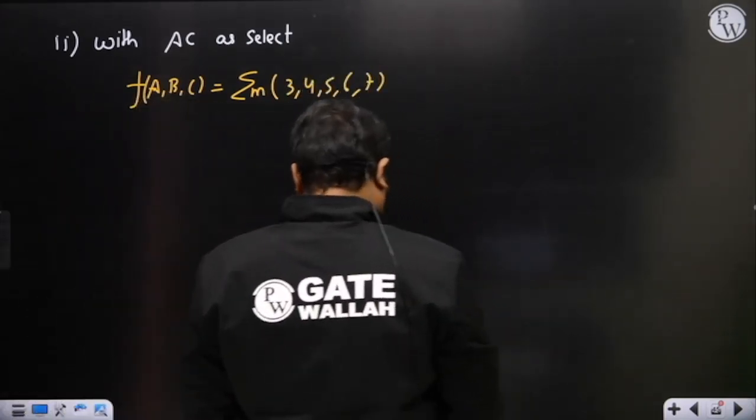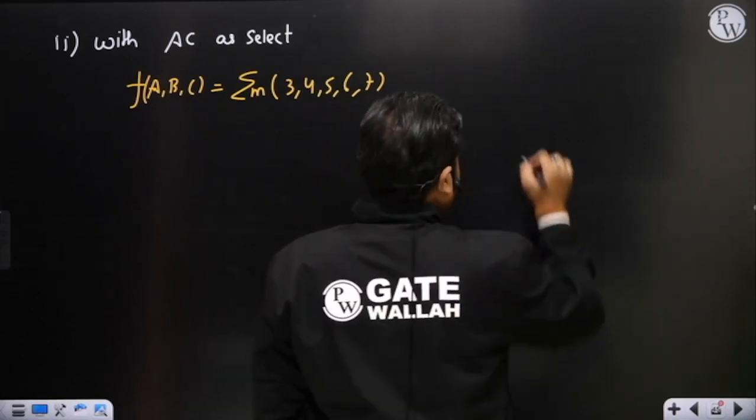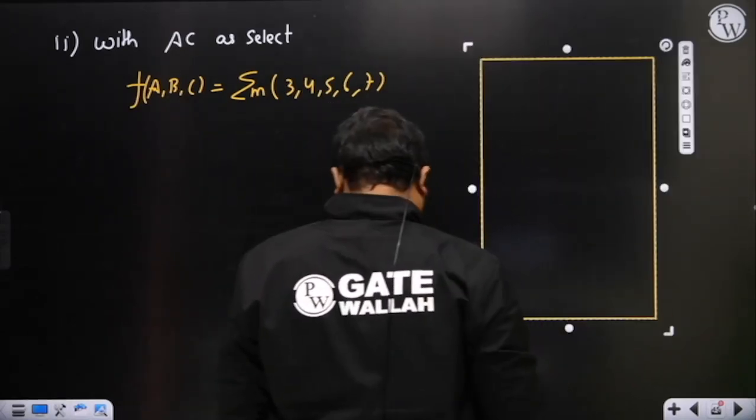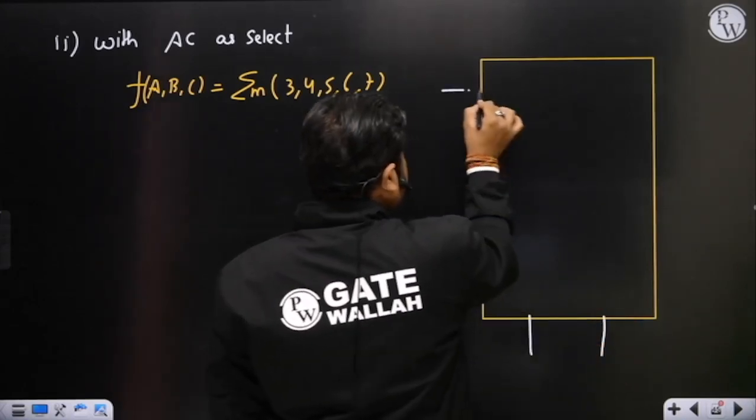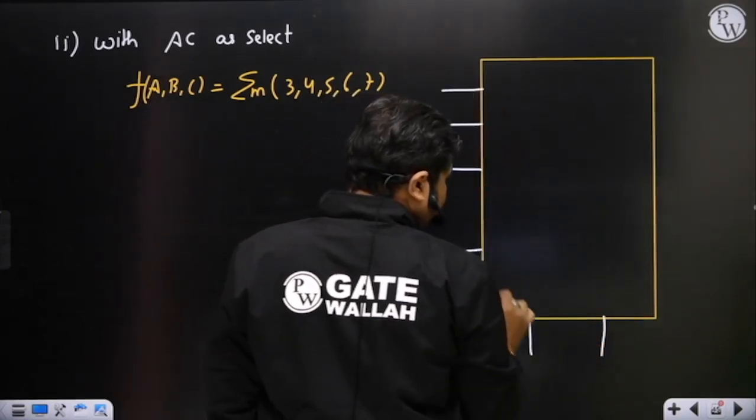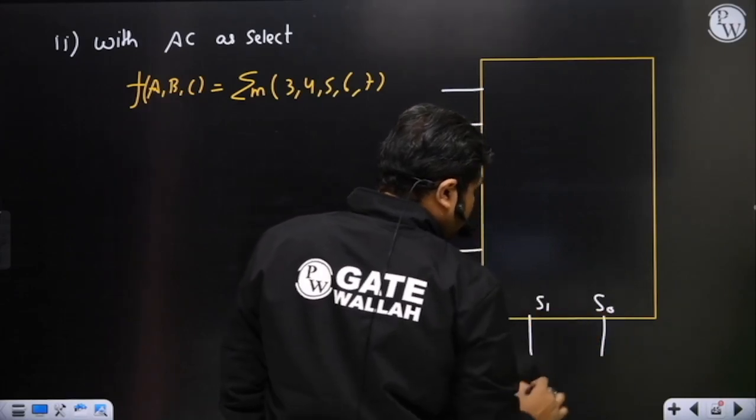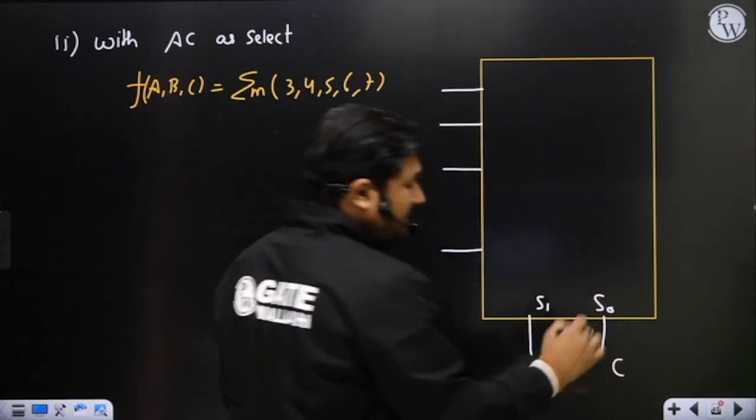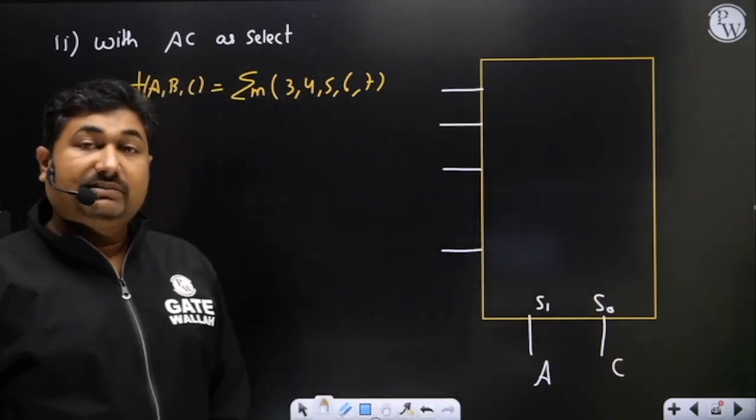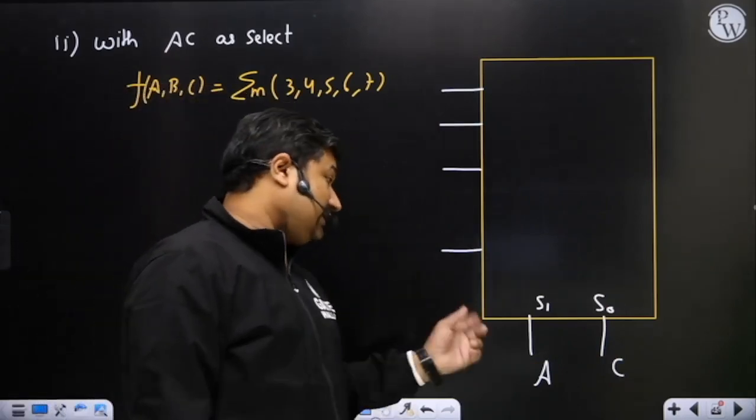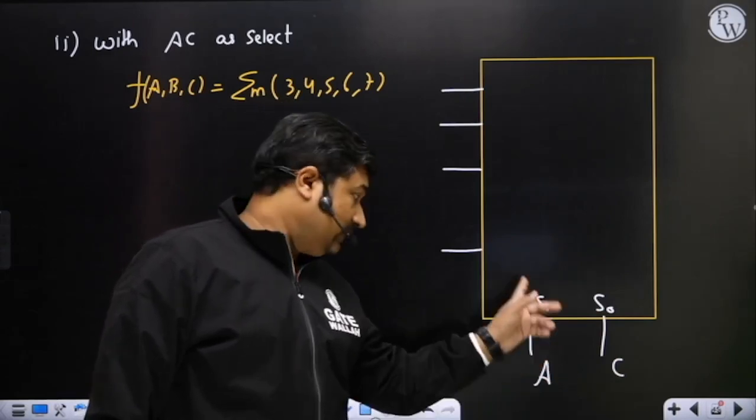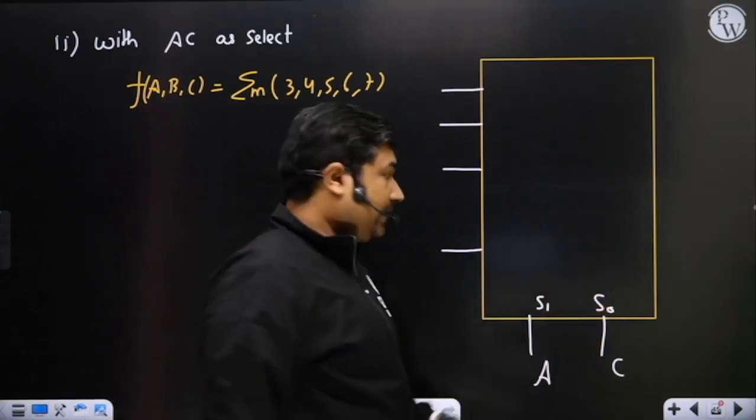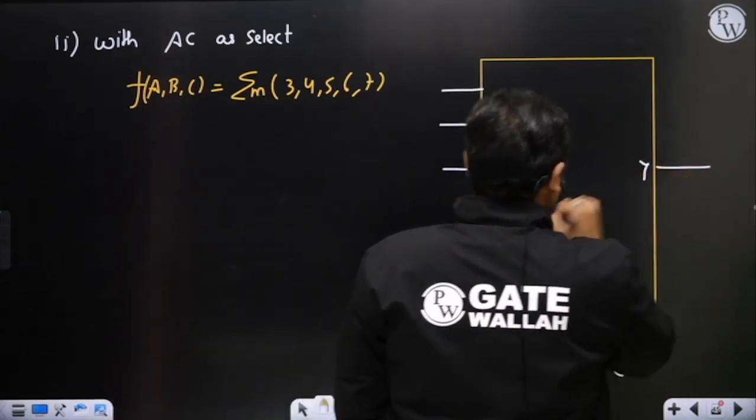Out of n variables, connect n minus 1 variables to the select line. So we have select line. I am going to choose AC. Out of AC, which one is MSB and which one is LSB? A is MSB and C is LSB. So I am putting onto the select line accordingly, onto the S1 A, onto the S0 C. This is your output expression Y.